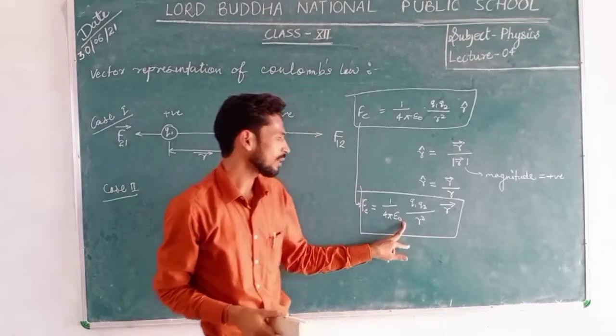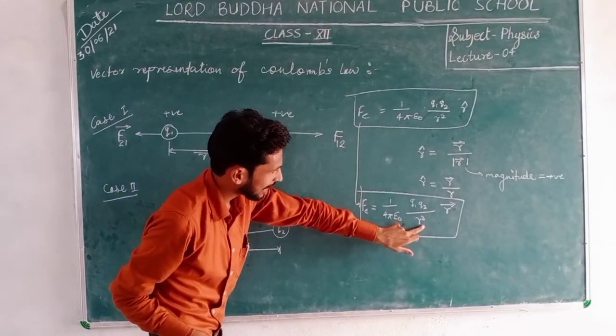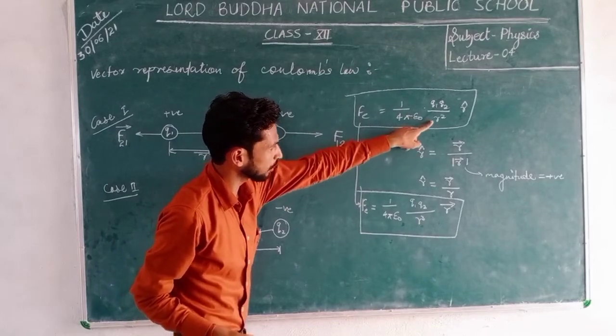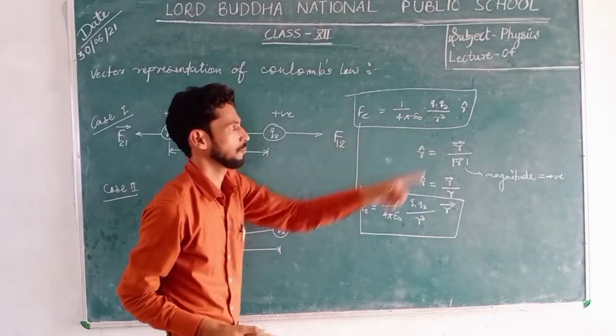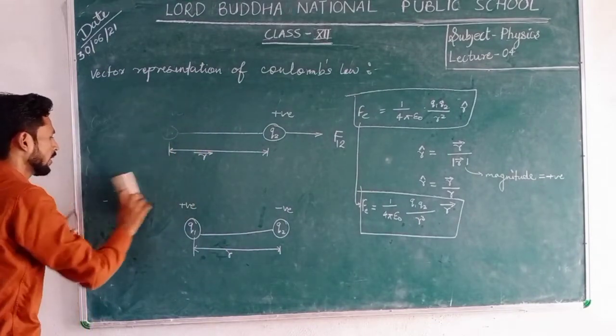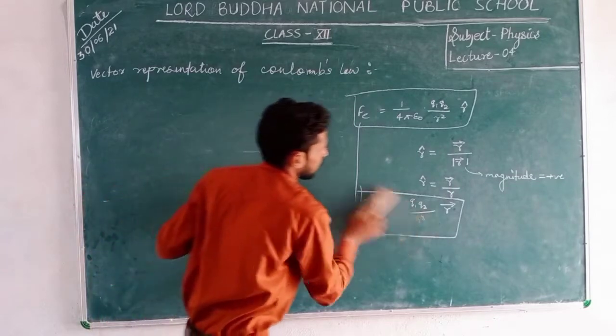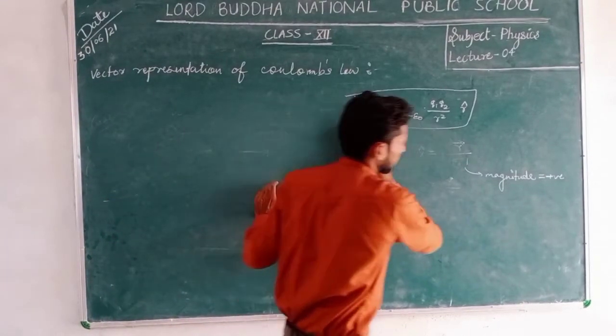So this is the vector representation of Coulomb's law, and remember that there is r cube here, but in the simple formula there will be r square. Okay, so the next topic will be charge distribution.